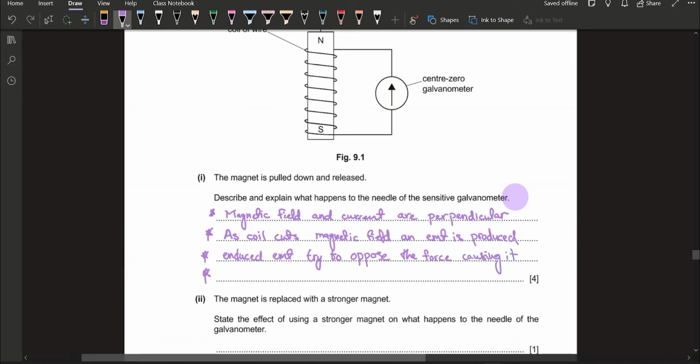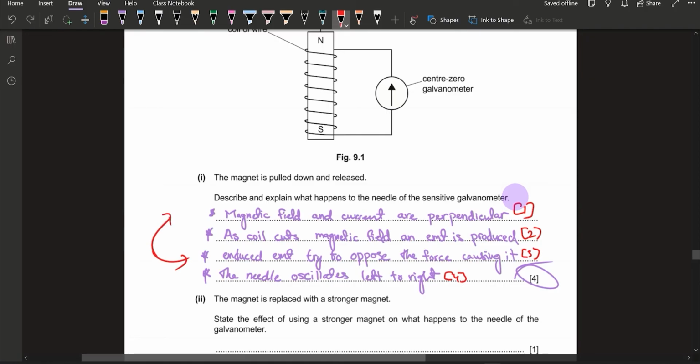The last part we can say is that the needle oscillates left to right. And we'll get 4 marks for this. The marks distribution is going to be simple: first, second, third, and fourth. Make sure to clear this concept because sometimes they ask you weird types of questions for this. Basically this law is known as Lenz's law. You can watch some YouTube videos on this as well.